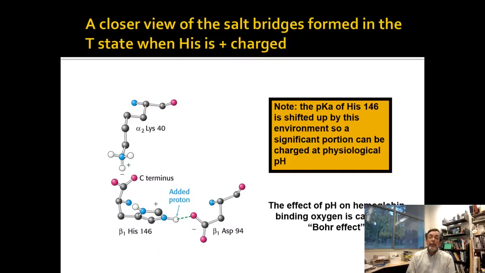If you look at it more closely, you can see right here that the added proton literally forms a bridge. It forms a plus between the two minuses of the N in histidine and the O in the aspartate. And it's bridging the alternating residues, and it holds these four residues sort of closer together.